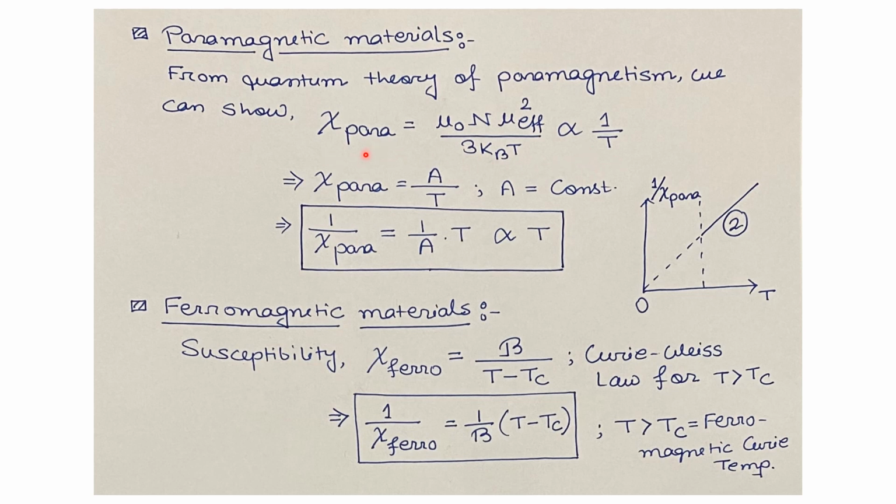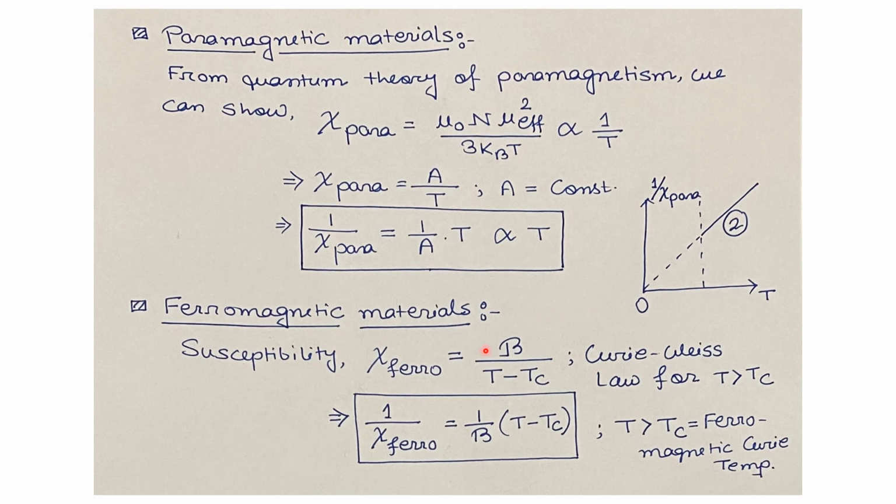So it is inversely proportional to temperature. At a particular temperature, all the terms except the temperature T will be constant. So we can represent this chi para as A by T, where A is the constant. So 1 by chi para will be 1 by A times T. So it is proportional to temperature. If we plot this 1 by chi para versus temperature, then we'll get a straight line and that will intersect at the origin. So our second material is the paramagnetic material from our question.